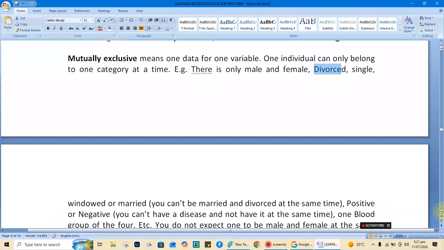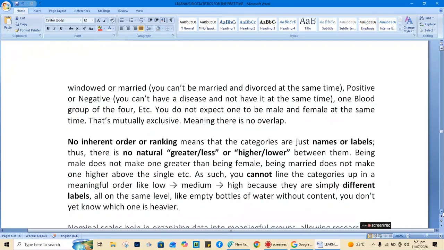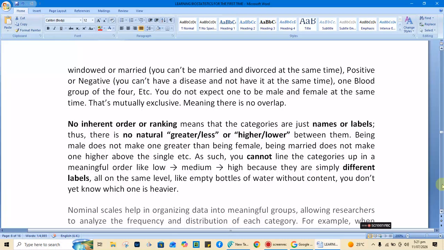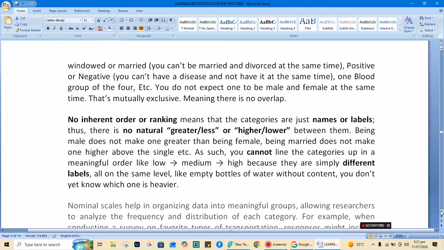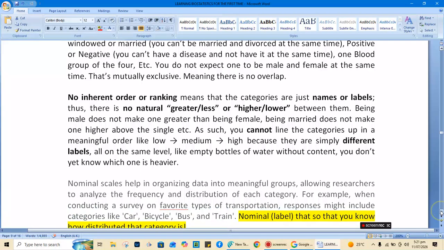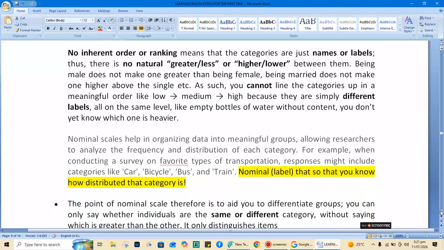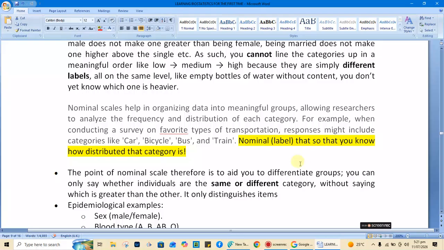So in short, nominal scales are scales that are mutually exclusive, where one variable is assigned one value at a time, and among those values there is no ranking. One is not greater than the other. That's what we mean by no inherent order. Nominal scales help you organize data into meaningful groups. They are just used for grouping, allowing researchers to analyze the frequency or distribution of each category.